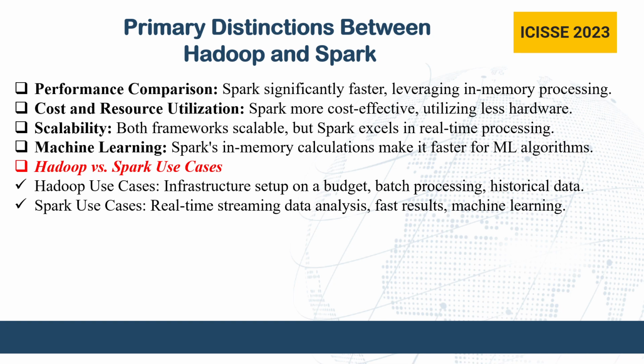So the primary distinction between Hadoop and Spark is performance comparison. Spark is significantly faster, leveraging in-memory processing. On cost and resource utilization, Spark is more cost effective, utilizing less hardware. On scalability, both frameworks are scalable, but Spark excels in real-time processing. For machine learning, Spark's in-memory calculation makes it faster for more machine learning algorithms. The Hadoop use case: infrastructure setup on a budget, batch processing of historical data. The Spark use case: real-time streaming, data analysis, fast results, machine learning.